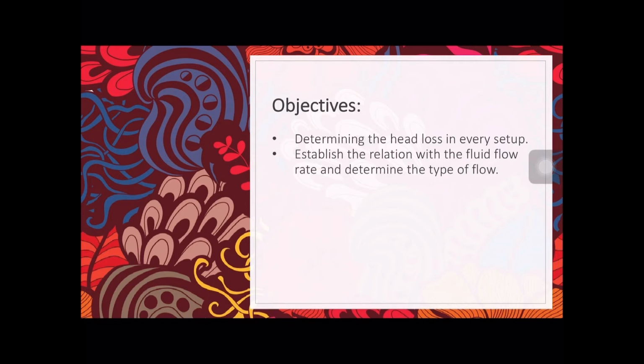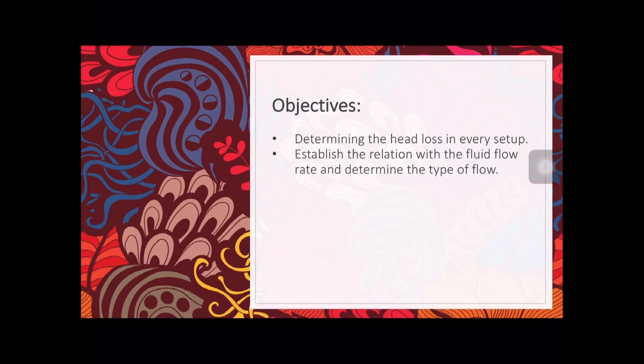Next is about the objective of the experiment. Before presenting further regarding the objective, we must identify the problem that occurs first during the experiment. The main problem is to find out the head loss due to the friction inside the pipe. Next is to investigate the head loss for the experiment with elbow and bend pipe at 90 and 45 degrees respectively. Lastly is to determine the relation with the fluid flow rate and also find out the type of flow that occurs inside the pipe.